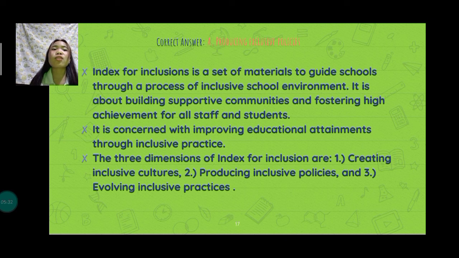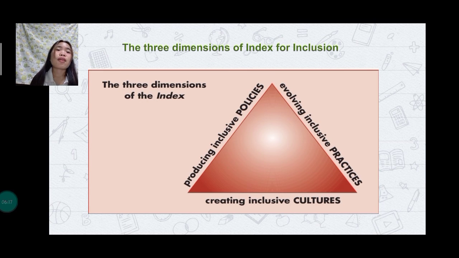So what is the Index for Inclusion? The Index for Inclusion is a set of materials to guide schools through a process of creating an inclusive school environment. It is about building supportive communities and fostering high achievement for all staff and students. It is mainly concerned with improving educational attainments through inclusive practice. So the three dimensions of the Index for Inclusion are 1. Creating inclusive cultures, 2. Producing inclusive policies, and 3. Evolving inclusive practices. As you can see, producing exclusive policies is not included in the three dimensions of the Index for Inclusion. It's very clear that there are only three, which are producing inclusive policies, evolving inclusive practices, and creating inclusive cultures.